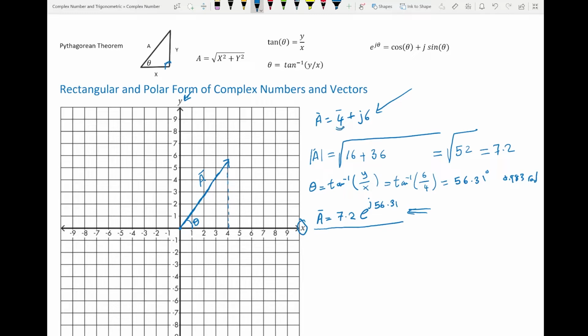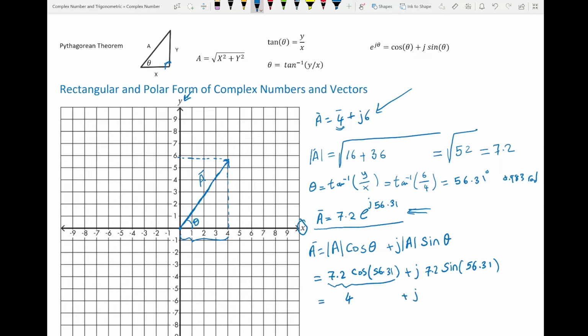So the projection of this vector along the x-axis, which is this length, is the magnitude of A times cosine theta, plus the imaginary part, which is the projection of this vector along the vertical axis. That will be the magnitude of A times sine theta. If you plug in values, 7.2 cosine 56.31 plus j, the magnitude again 7.2 sine 56.31, and if you use your calculator, you should get 4 plus j6.